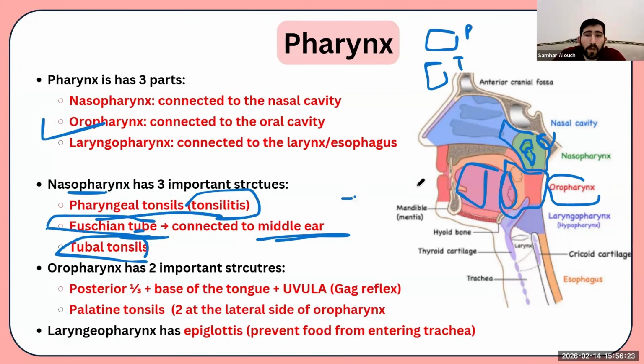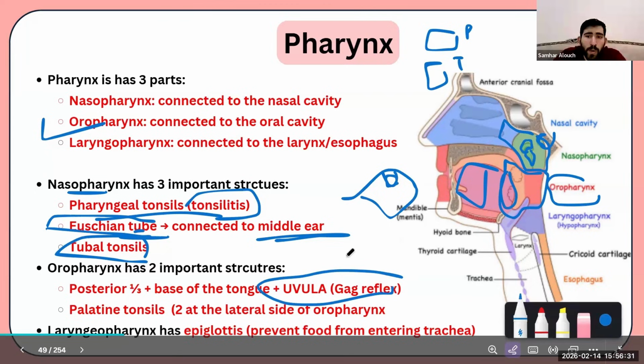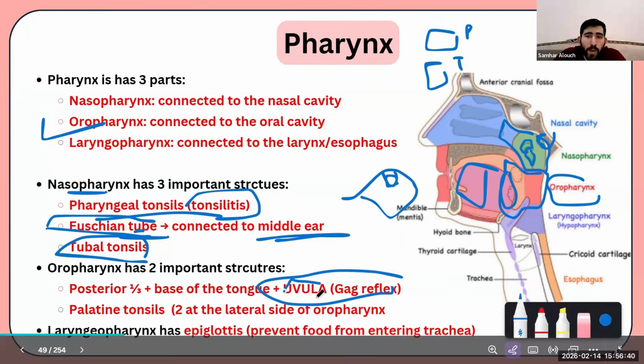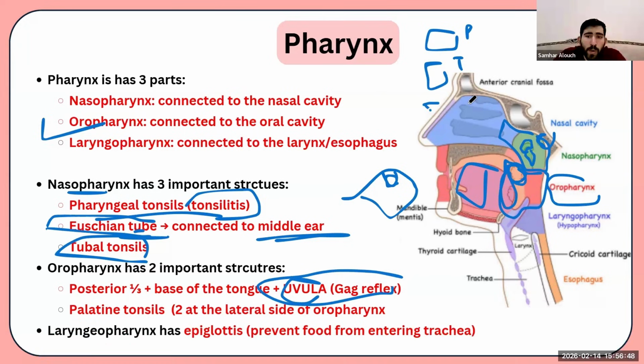If you remember, the mouth was like this, and there is a structure here called the uvula. And the uvula is the one responsible for the gag reflex. It also helps in saliva secretion, but the most important thing is the gag reflex. So the oropharynx has the posterior 1/3 and the base of the tongue. It has the uvula. And finally, it has the palatine tonsils. They are the tonsils at the palate. Okay, that's the third in order, the palatine tonsils.